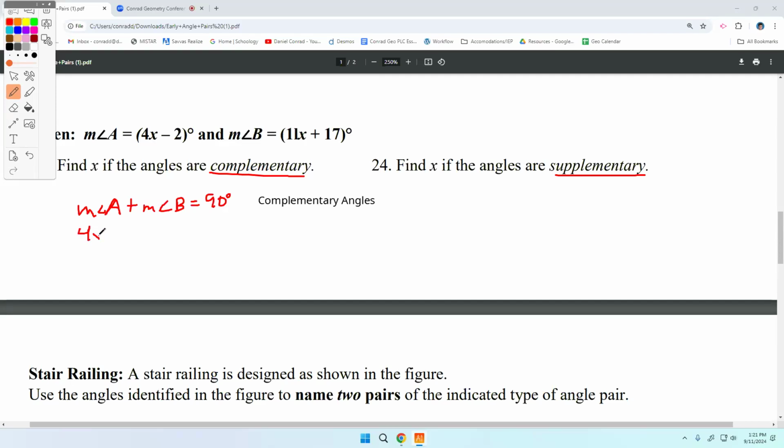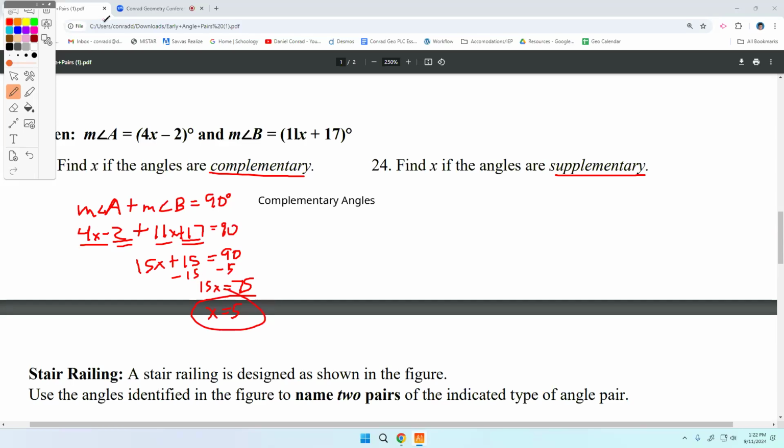We have 4x minus 2 plus 11x plus 17 equals 90. So if I combine like terms, I'm going to have 15x plus 15. Subtract 15 on both sides. I get 15x equals 75. Divide by 15, I get x equals 5.